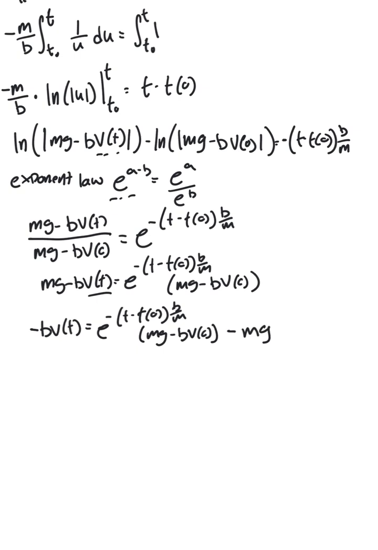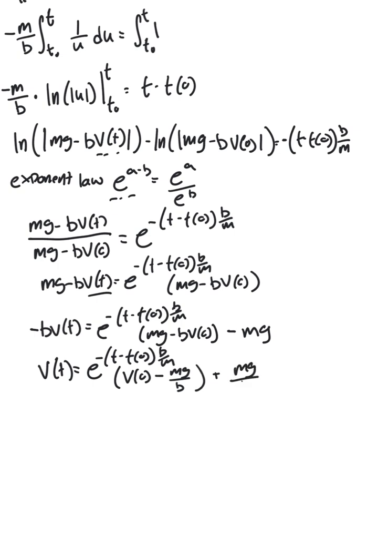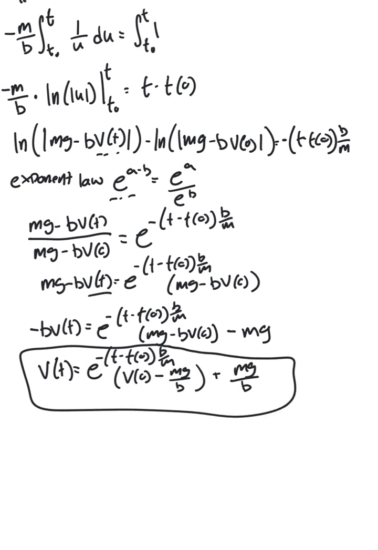All right, so now we'll divide through by minus b on both sides to isolate v of t. So we'll have v of t is now equal to e to the minus t sub 0 b over m, and now this is going to be v naught minus mg over b, plus mg over b. All right, so it wasn't pretty, it wasn't easy, but we were able to get the solution of what is the velocity of this ball doing in time with pure good old calculus.